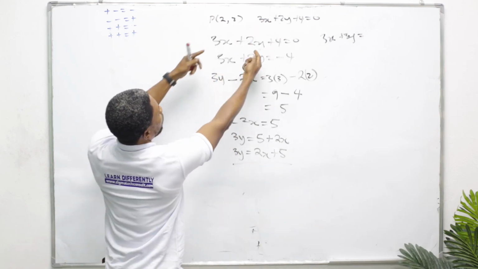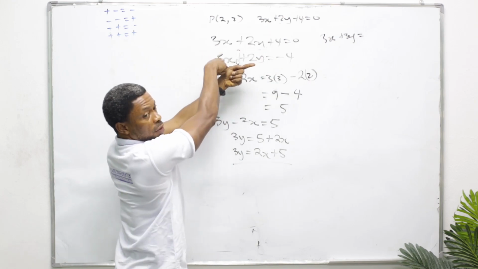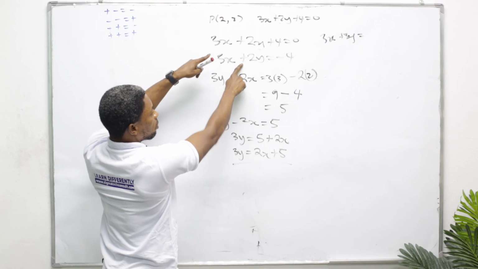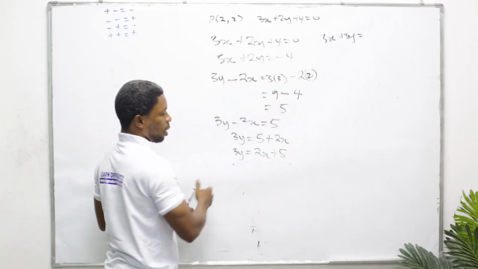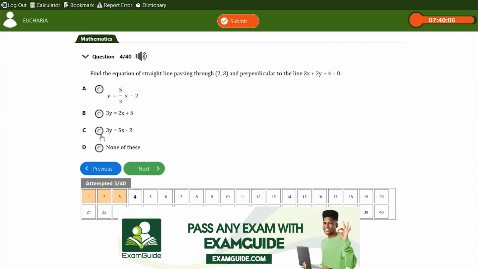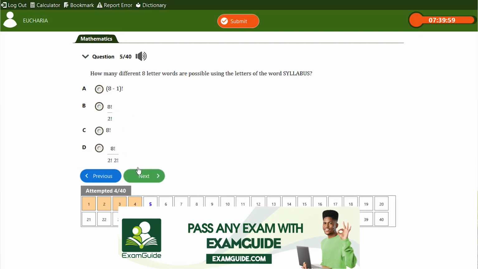The first thing I did, I interchanged the coefficients. After interchanging the coefficients, I now change the sign of one of them, and then substitute. You get your answer. So let's check. We have 3y equals to, yes, that is B. Then, look at the next one.